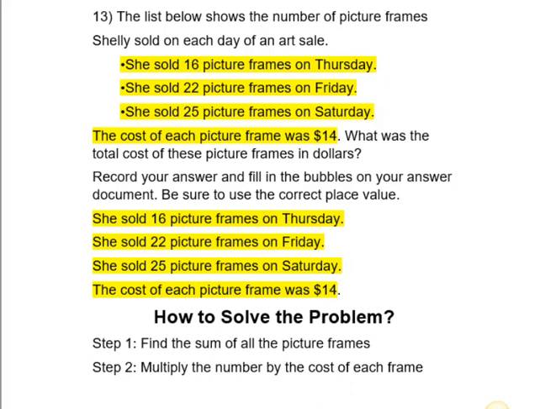How do we solve the problem? First, we must find the sum of all of the picture frames that were sold Thursday, Friday, and Saturday. And then for step 2, we need to multiply that number by the cost of each frame.